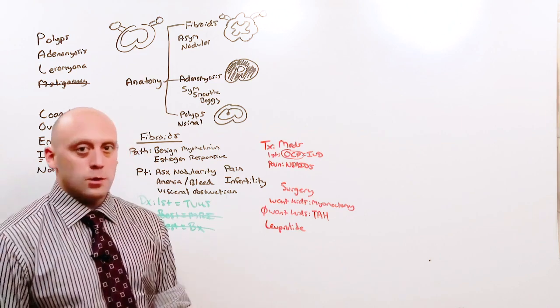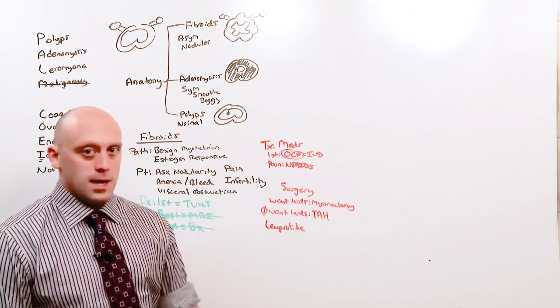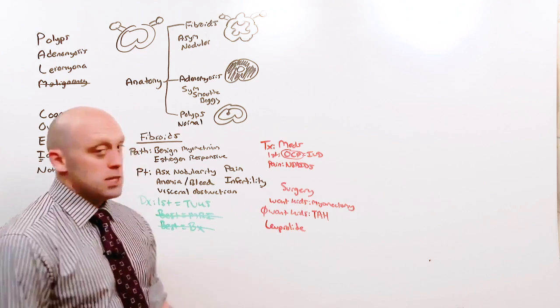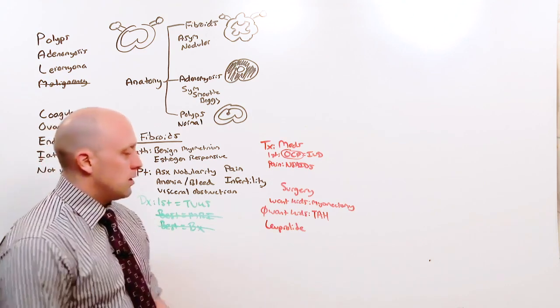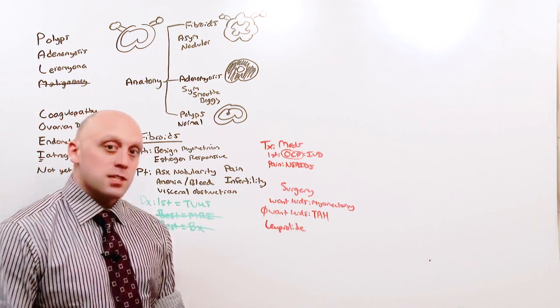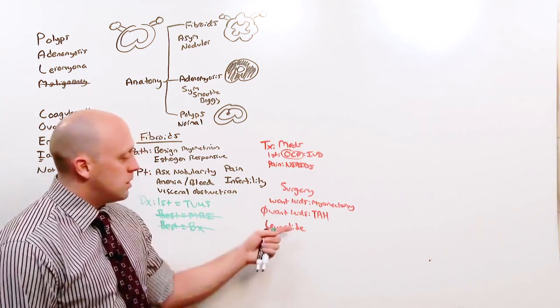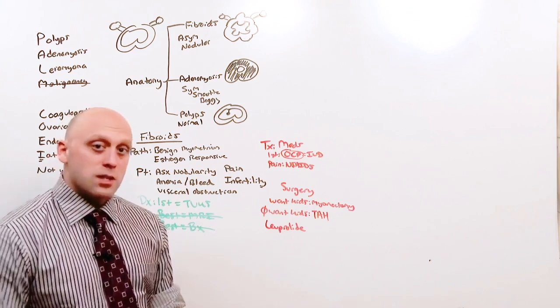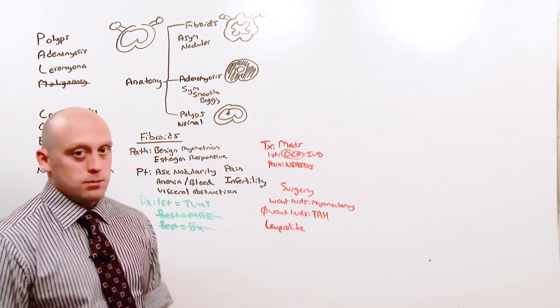First line therapy, OCPs. If pain's the issue, NSAIDs. If you're going to do surgery but you need to shrink the fibroid, leuprolide. You're going to cut it out and she doesn't want kids, hysterectomy. You're going to cut it out and she does want kids, myomectomy.